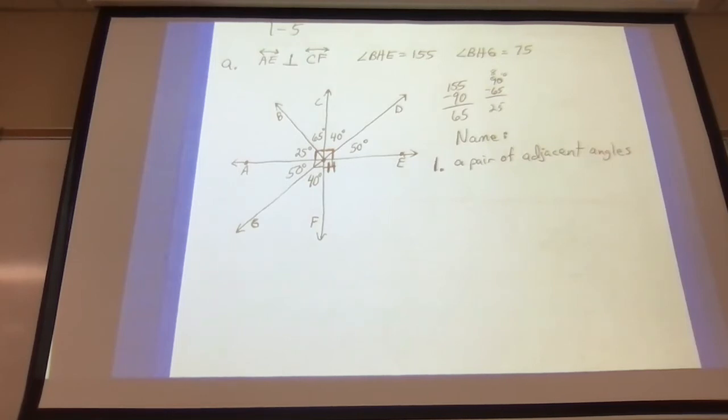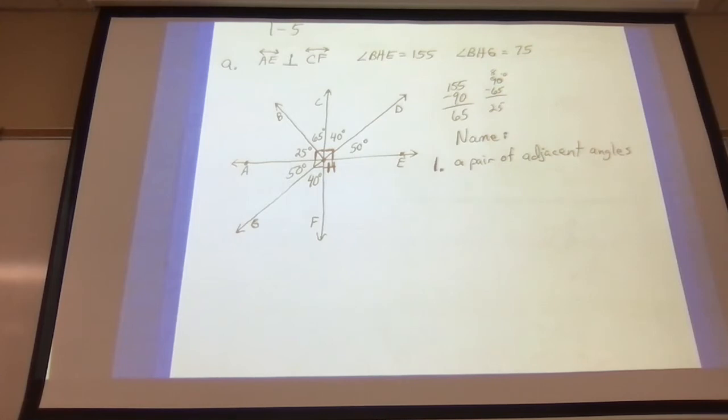Number 1, they want us to name a pair of adjacent angles. There are many adjacent angles in this picture. We just have to pick out a set of them, 2 adjacent angles. Who remembers what adjacent angles are? Perry, what do you think? It's 2 angles that combine to make one, right? 2 angles combined to make one. Yep, they're going to be right next to each other.